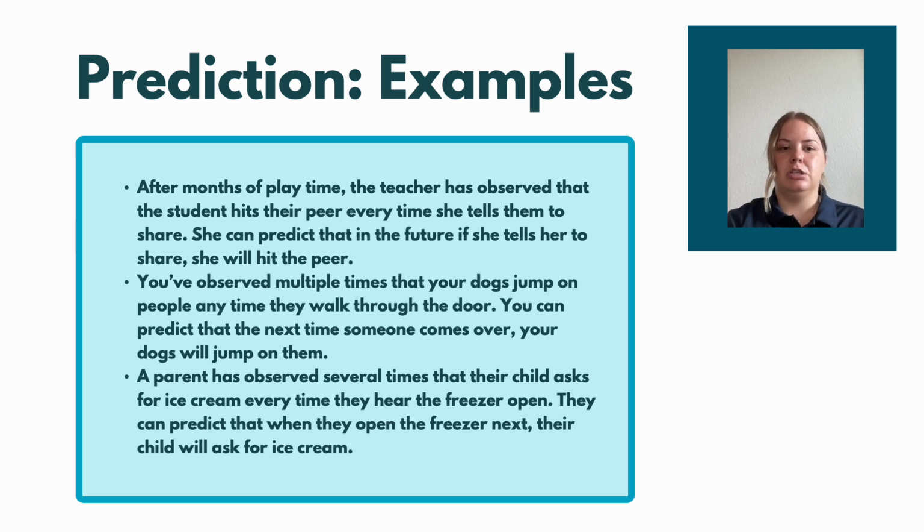Another example includes, you've observed multiple times that your dogs jump on people anytime they walk through the door. You can predict that the next time someone comes over, your dogs will jump on them. Lastly, a parent has observed several times that their child asks for ice cream every time they hear the freezer open. They can predict that when they open the freezer next, their child will ask for ice cream.